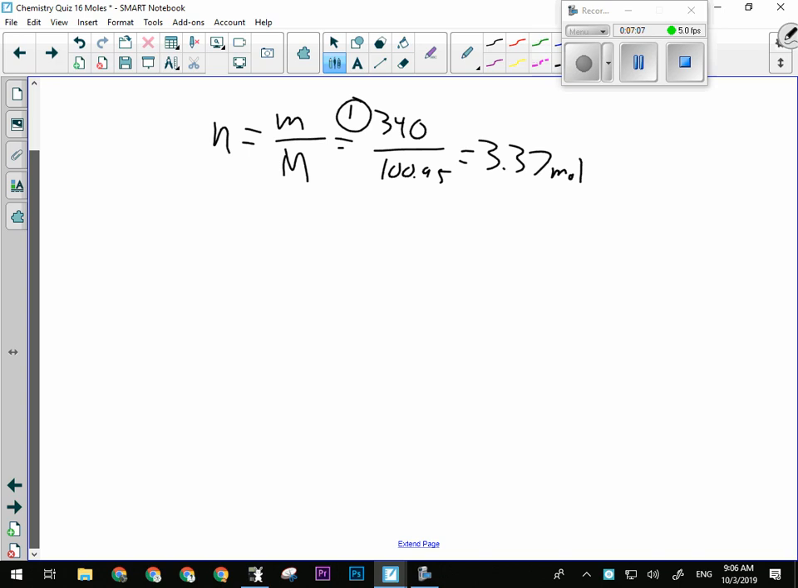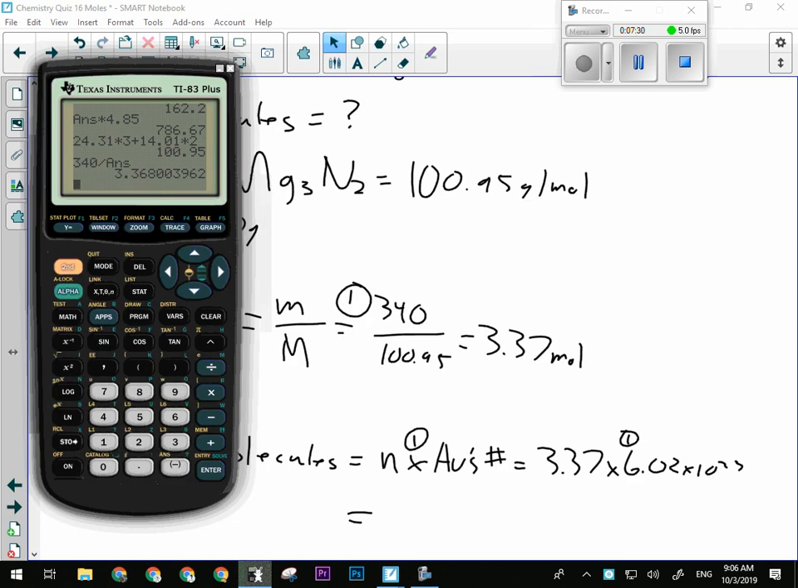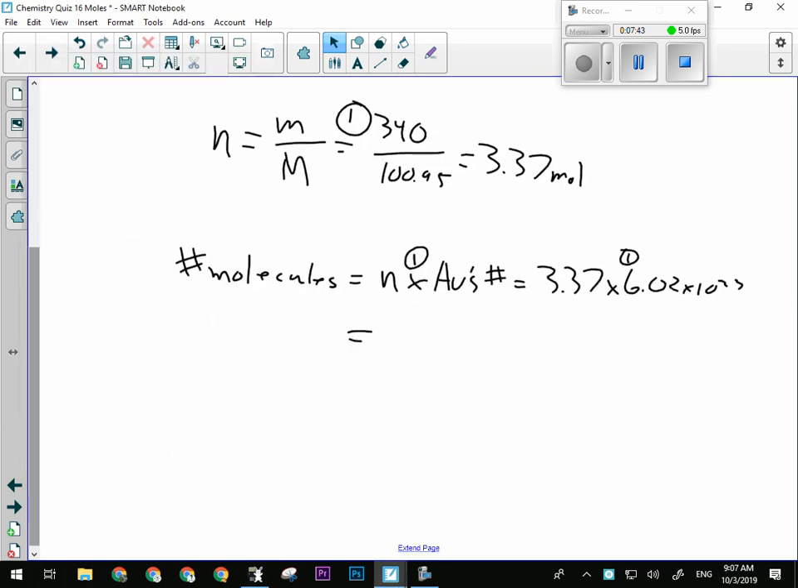And then we need to go number of molecules equals N times Avogadro's number. They can have a mark for that. And then for the number plugging, that'll get us up to 4 marks. So 3.37 times 6.02 times 10 to the 23. I'm keeping all the decimals by doing that. So we're looking at 2.03 times 10 to the 24 molecules.